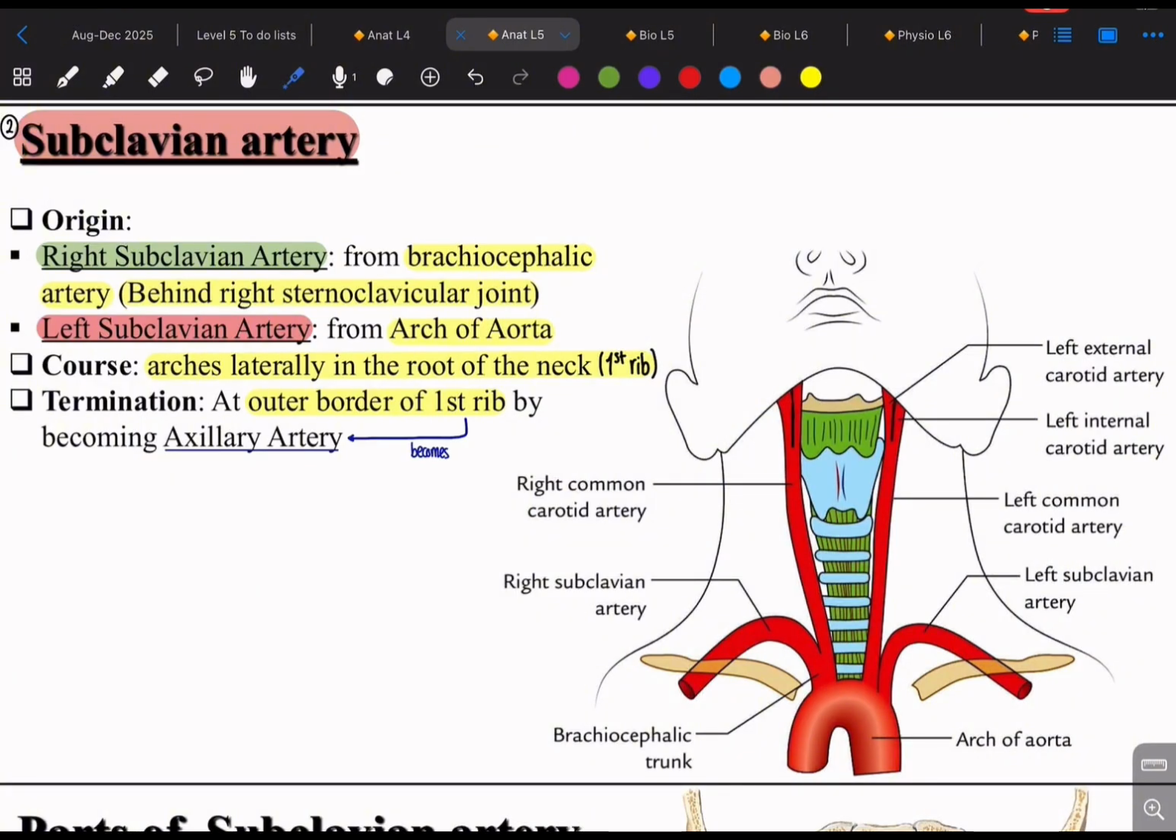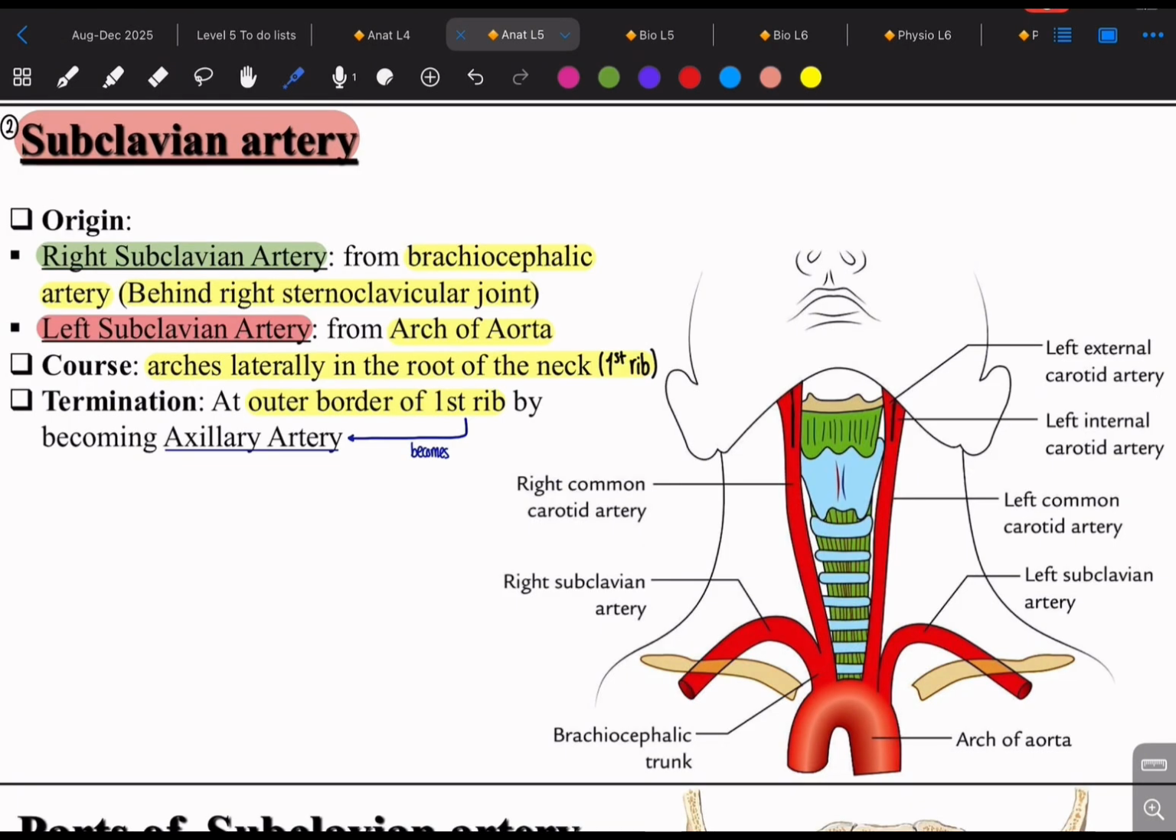The course is going to be arched laterally in the root of the neck. And it's going to arch here, as we can see. This is the clavicle. It's going to go right behind the clavicle. Where does it go? It reaches the first rib. Once it reaches the first rib, it continues, and its name is going to change. It's going to be known as the axillary artery.